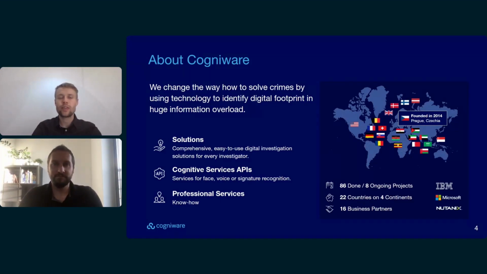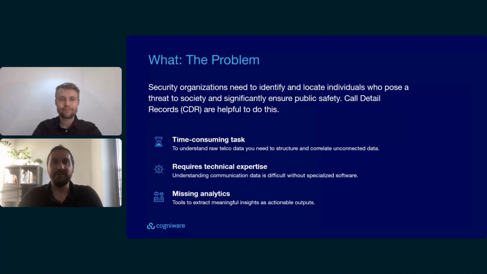And now let's take a look at our main topic today, which is going to be presented by our product manager, Martin. Can you tell us more about our topic today, Martin? Sure, Dominik. So we are here today to discuss call data records analytics. That effectively means analysis of communication data related to our mobile phones.